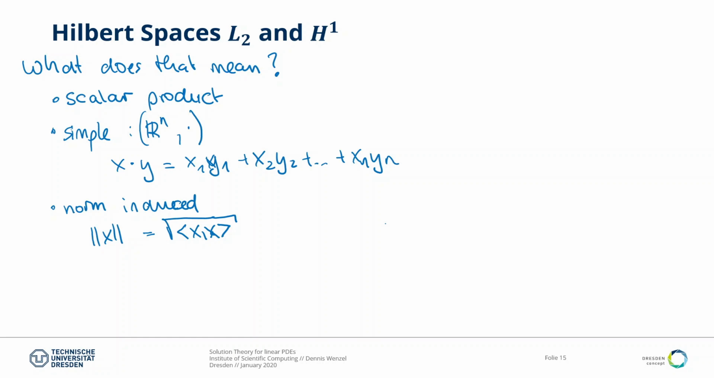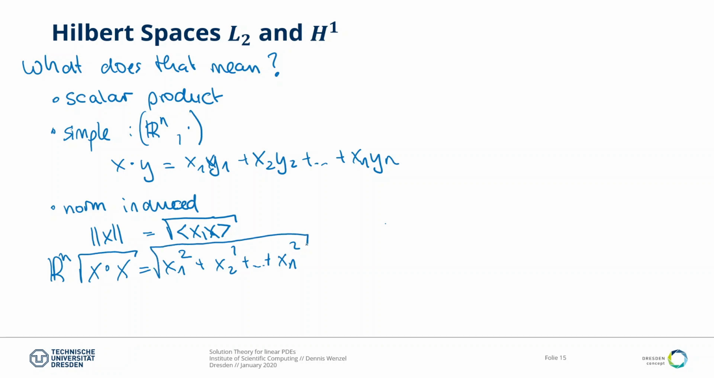And if you look back at the Rn example, then you see that if you take x times x, then this is x1 square plus x2 square plus and xn square and so on. So if you take the square root of this, then you arrive exactly at the standard Euclidean norm again. So you see here that in Rn, your standard Euclidean norm is induced from the standard scalar product, and that's exactly how you construct them. So that's kind of the idea behind them.